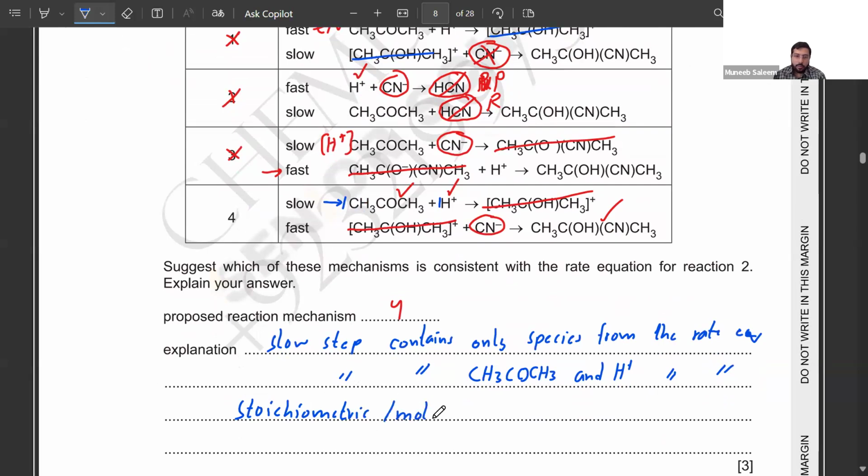or moles, mole ratio, or amounts corresponds to the order of reaction or to the rate equation. That's all.